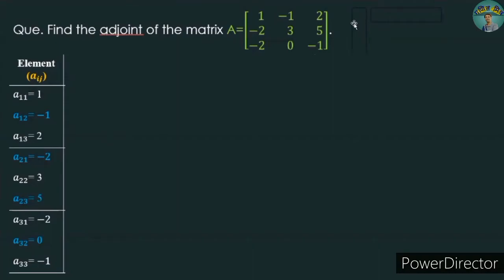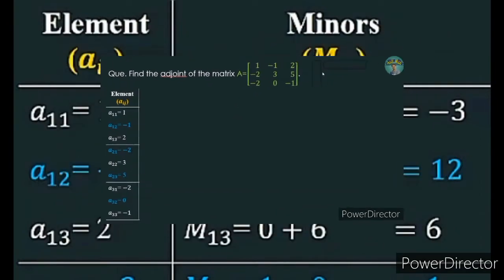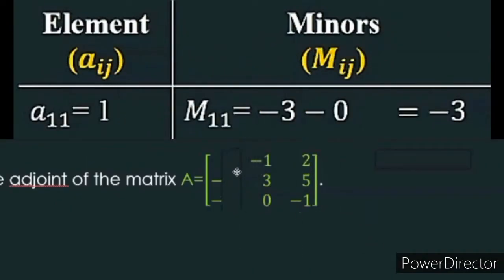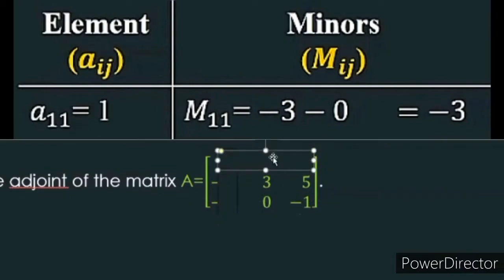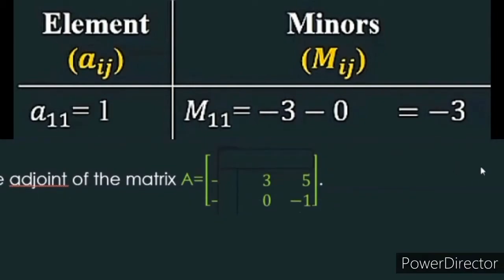Now see, to find the minor of this first element, that is A11, which is equal to 1, we are going to skip the column in which that 1 lies, and also we are going to skip the row in which that particular element, meaning 1, lies. So now you can observe the remaining elements. We can form the determinant of those elements and write down its value. So what is the determinant value of these 4 elements? Minus 3 and minus 0. So the value will be minus 3.